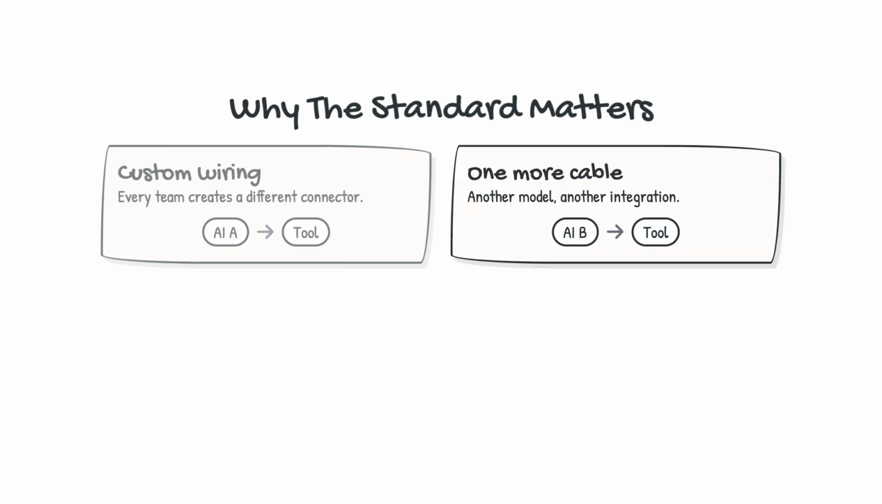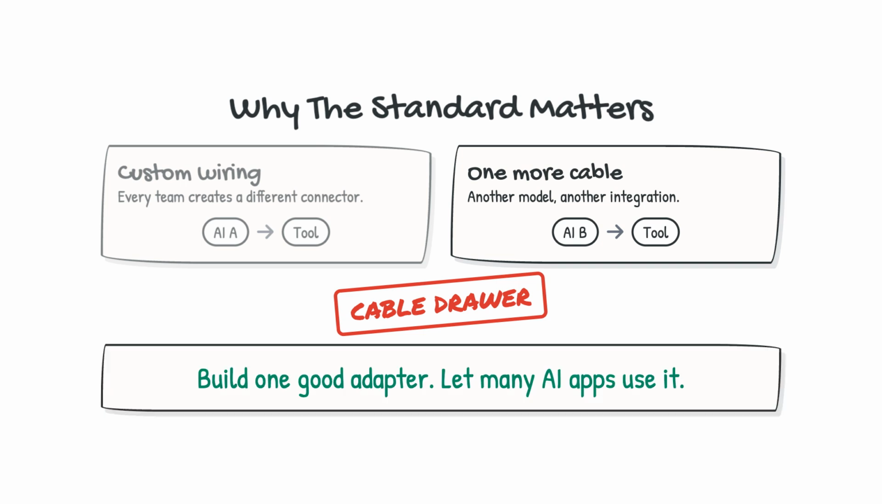Why does the standard matter? Because without a standard, every team builds custom wiring. One connector from one model to one tool, another connector from another app to the same tool. Soon the company is not building AI workflows. It is maintaining a drawer full of fragile cables. MCP says, build one good adapter, and many AI applications can use it.